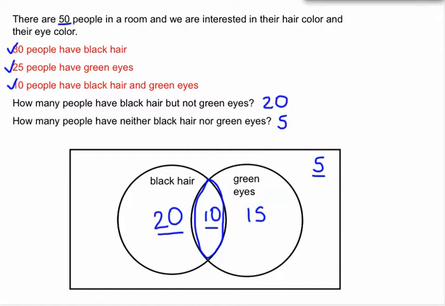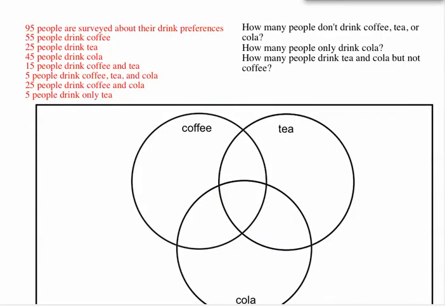Now we're going to move to a more complicated problem. We're going to use the same ideas. So here what I have is 95 people are surveyed about their drink preferences, and I have a lot of information now. 55 people drink coffee, 25 people drink tea, 45 people drink cola, 15 people drink coffee and tea, 5 people drink coffee, tea, and cola, 25 people drink coffee and cola, and 5 people drink only tea. And I don't know about you, but if I was confronted with all of that information and didn't have the idea of using a Venn diagram, that looks pretty overwhelming to me.